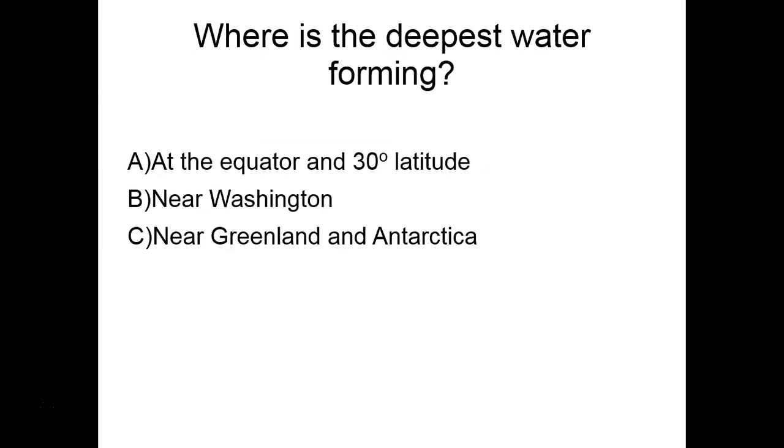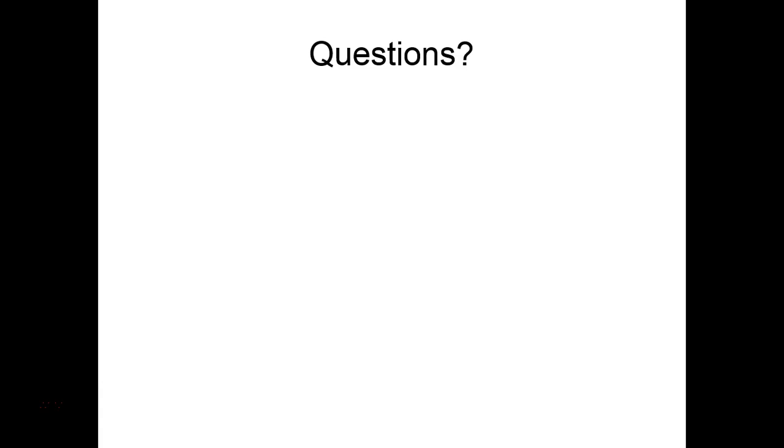Where is the deepest water forming? A, at the equator in 30 degrees latitude, B, near Washington State, C, near Greenland and Antarctica. You should have said Greenland and Antarctica. Deepest water forms in the coldest areas of our oceans.